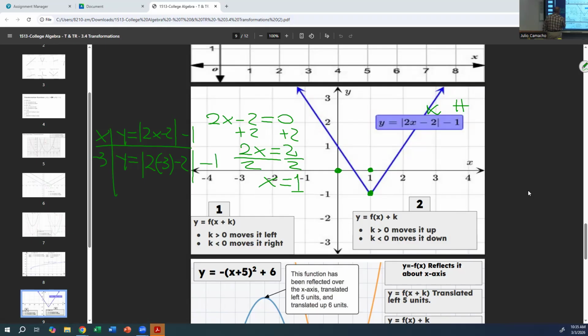minus 1. So it's 2 times -3 is what? -6 minus 2, -8. And -8, what is the absolute value of -8? 8 minus 1, 7. So if you pick -3, it will be here. And if you go 1, 2, 3, 4, it will be around here. But it's in the line, you see? It's in the line of the V.